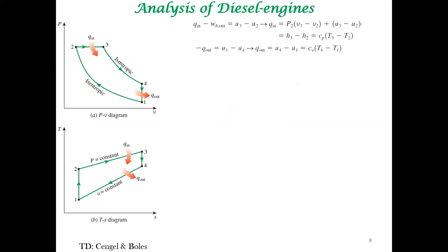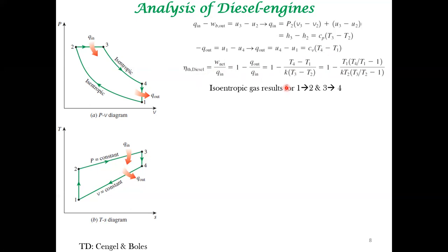Likewise, we can analyze the changes when you go from 4 to 1, because that's where there's heat rejection. And 4 to 1 is an isochoric process in a diesel engine. So I can use the heat capacity at constant volume and corresponding changes in temperature. Once I know the heat input and heat rejection, I can define the efficiencies, right? So just from the first law balance, I can define the efficiency like what we did in the auto analysis. Similarly, isentropic gas relations can be utilized.